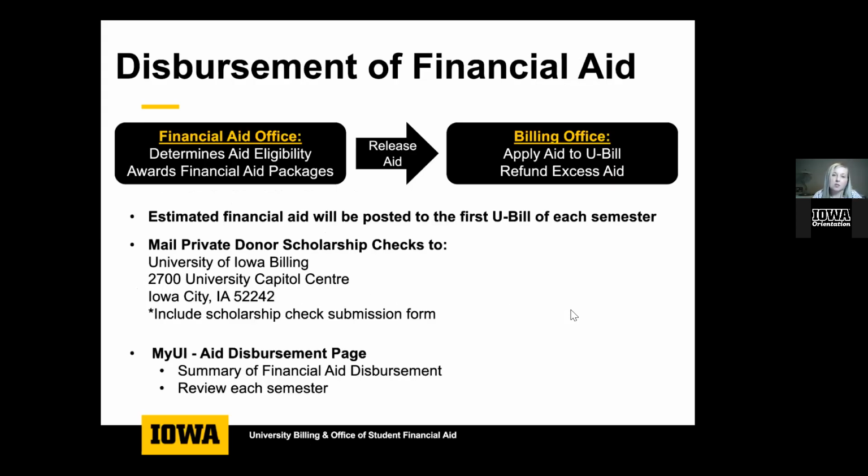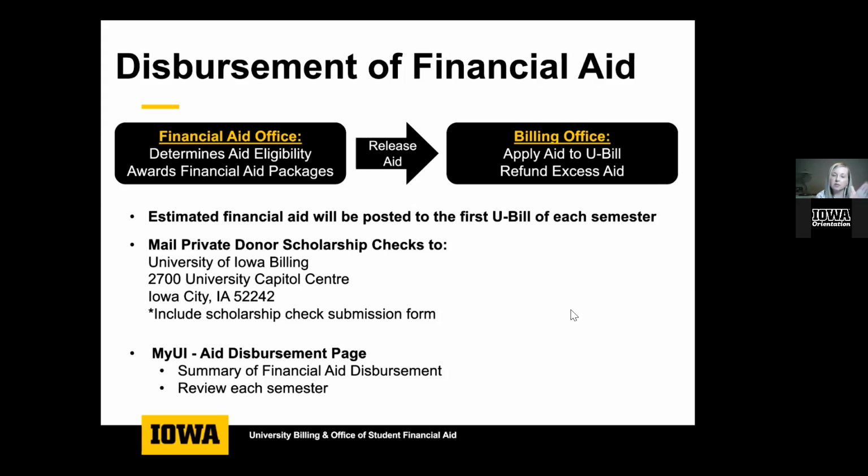The billing office is also responsible for the disbursement of financial aid. So I want to take just a second here to outline kind of the difference between the financial aid office and the billing office, because I think it can be quite confusing for people. So you can think of the financial aid office as your step one. You're going to fill out your FAFSA, and the financial aid office is responsible for determining a student's financial aid eligibility and awarding financial aid packages. So you're going to do all that paperwork with them and sign your promissory note, do your entrance counseling, and all the items on your financial aid to-do list.